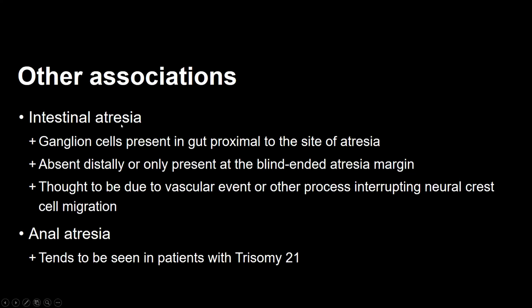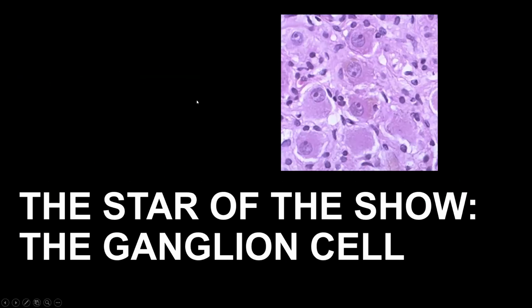So that's why in those specimens, we also look for ganglion cells to ensure that the patient has normal ganglionation. And similarly, in anal atresia, which can be seen in patients with trisomy 21, you may have a similar process occurring. So let's talk about the star of the show, which is the ganglion cell.